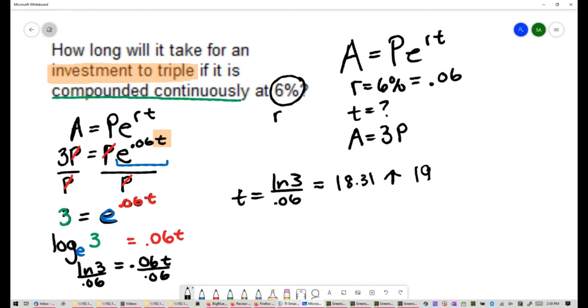So that's not our normal rounding rules. Our normal rounding rules are if it's 5 or more, you round up. Less than 5, you round down. But we want to guarantee that our investment triples, so we need to go over whatever our answer is to guarantee that we triple the investment by that amount of time.